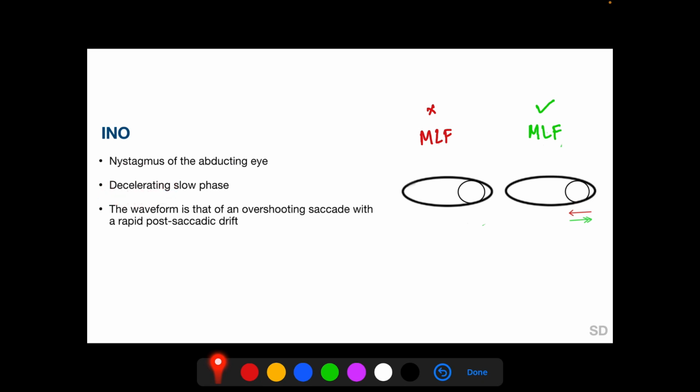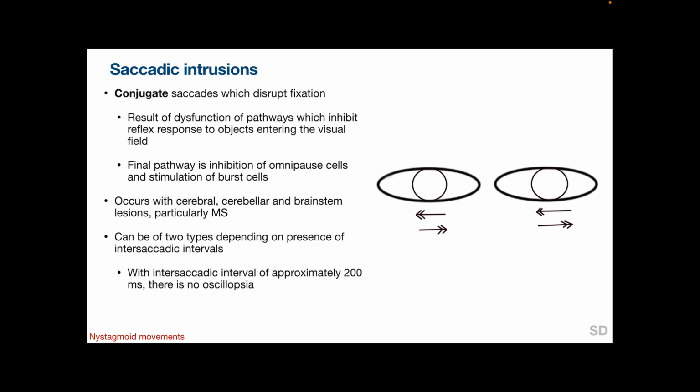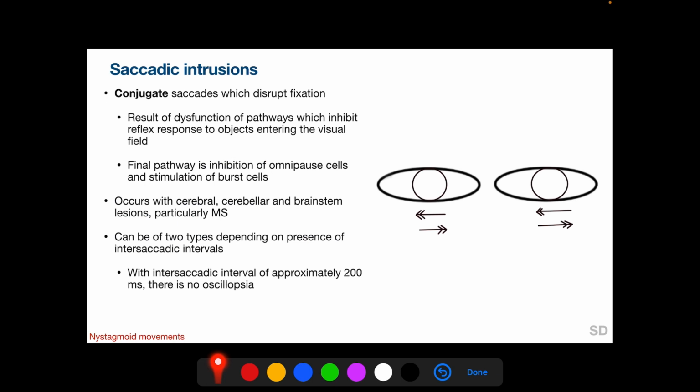decelerating velocity. Now we come to spontaneous eye movements, and the first pattern of spontaneous eye movements is saccadic intrusions, which we have discussed when discussing disorders of ocular fixation system in the supranuclear control of eye movements, and we are going to skip this topic in this session.